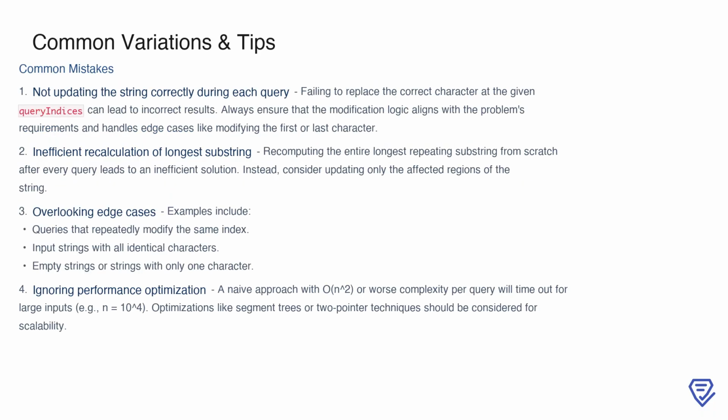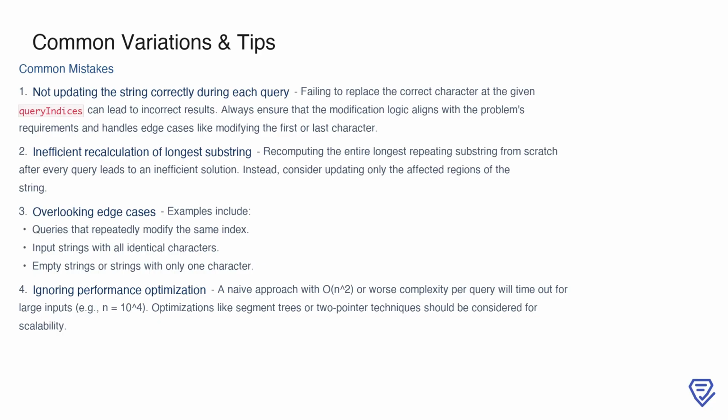One of the most common mistakes when solving this problem is not updating the string correctly during each query. It's crucial to ensure that the character replacement aligns with the specified query indices and doesn't overlook edge cases, such as modifying the first or last character in the string. Another pitfall is inefficiently recalculating the longest repeating substring from scratch after every query. Instead of recomputing the entire substring globally, focus on updating only the regions of the string impacted by the query for better efficiency. Edge cases are another area where mistakes often occur.